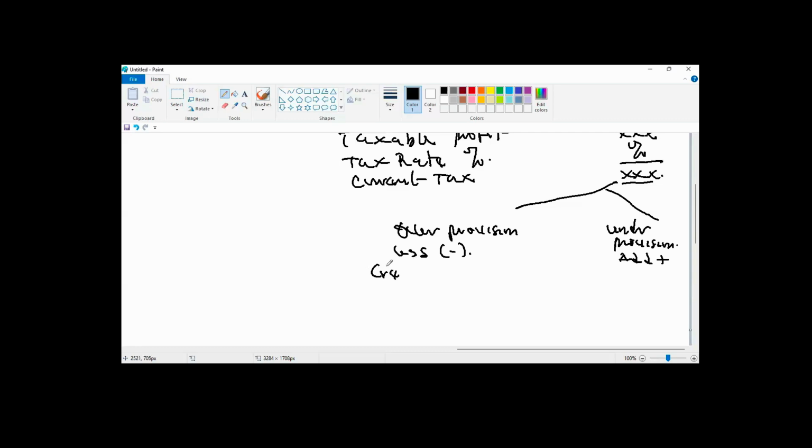Over provision will be in the credit side of the trial balance, while under provision will be in the debit side of the trial balance. This is it. So this is all you need to know on current tax.